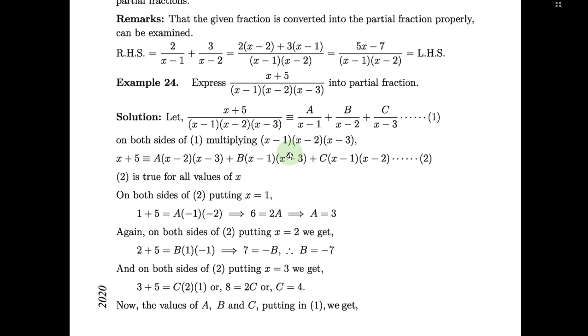The last day we discussed till example 23. Today we'll start example 24. We need to express this fraction into partial fractions. This is a proper fraction.